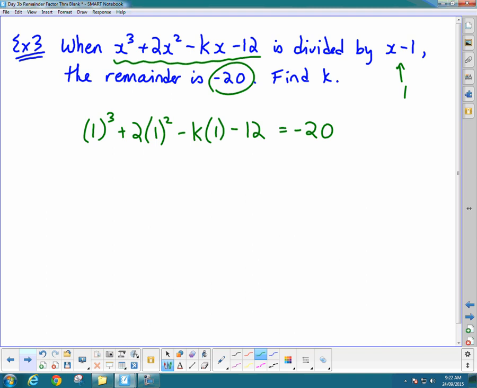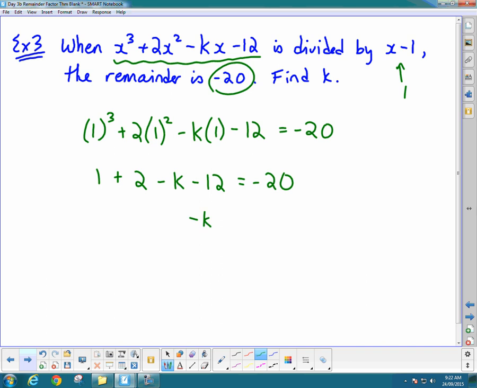So now I should be able to do the math and figure out what the k was to get me an answer of negative 20. And luckily the numbers are nice and easy. So it's 1 cubed, which is 1, plus 1 squared is 1, times 2 is 2. 1 times k is 1k, but it's a negative 1k. Minus 12 equals negative 20.